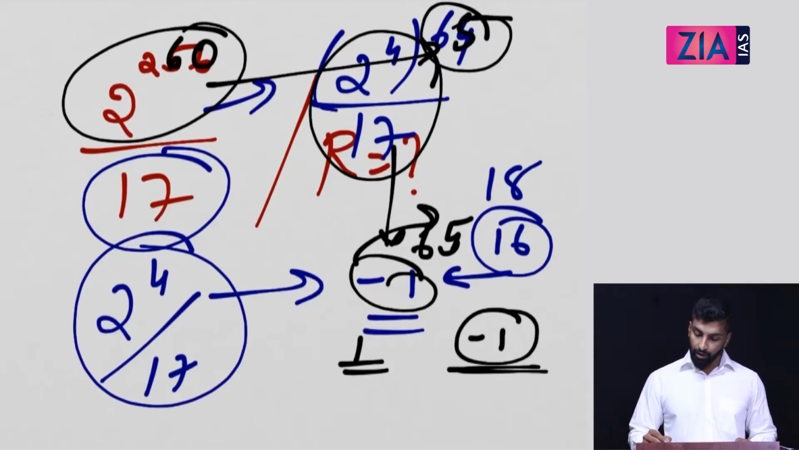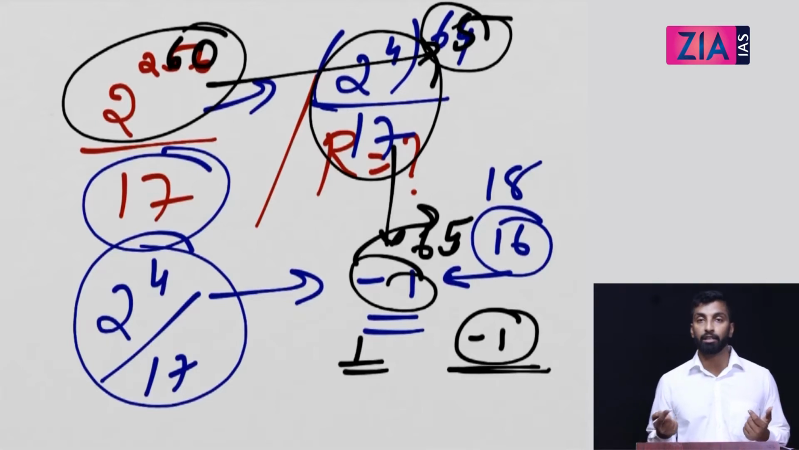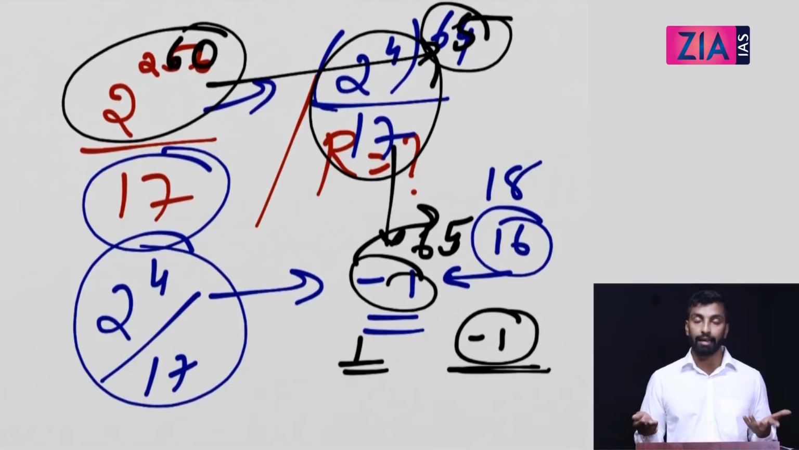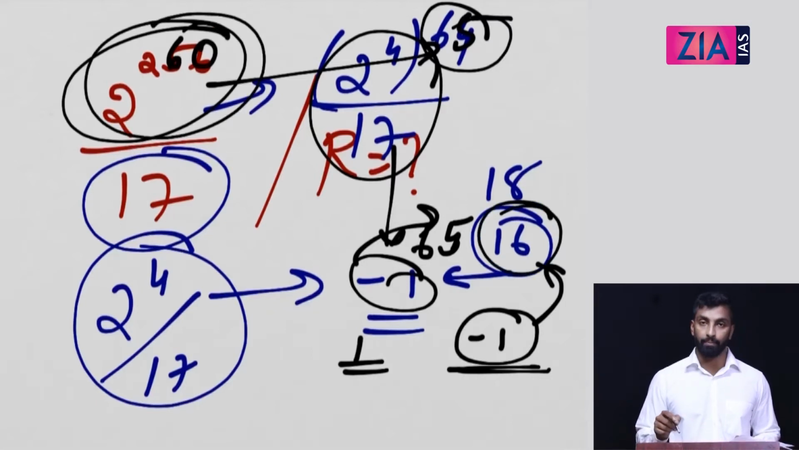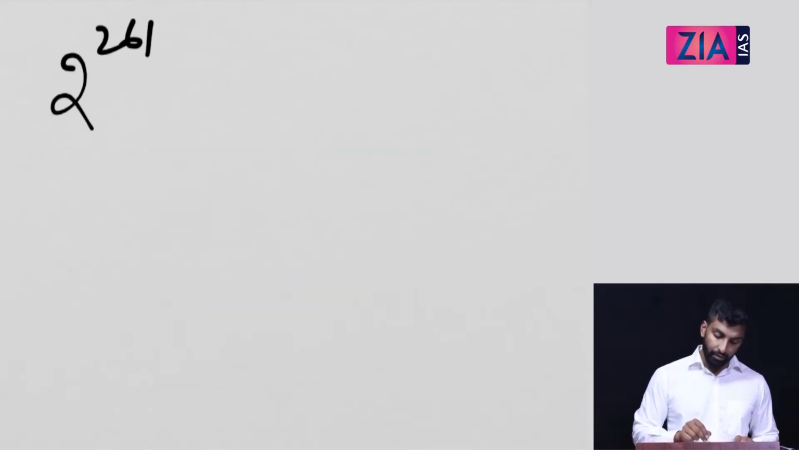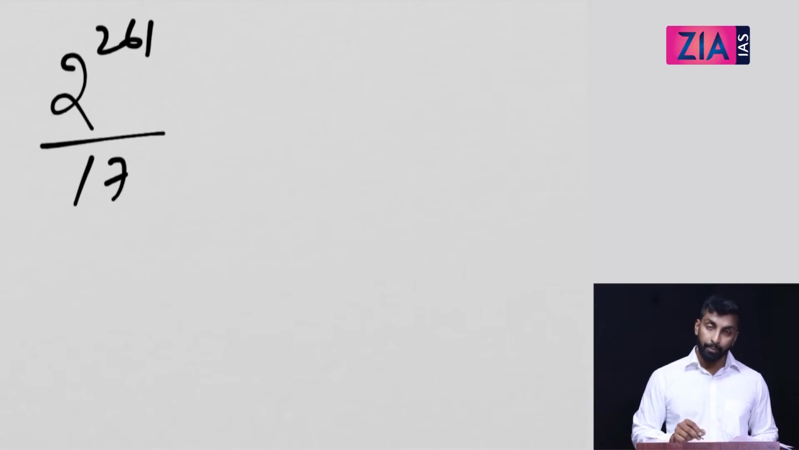So -1 will not be in your option, because there is no possibility of getting a negative remainder. You cannot get a negative remainder, so you need to convert it to 16. So if it is 2 raised to 260, your answer is 16. Basically -1 is the answer, and you convert it into the real number which you need to get from the option. 16 is the answer.